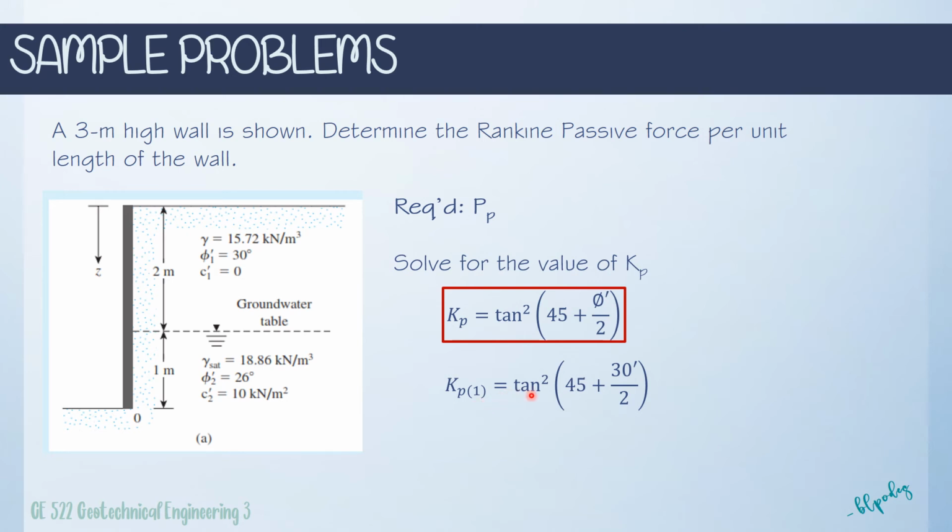So that becomes tangent squared multiplied by 45 plus the angle of friction, which is 30 degrees, so 30 divided by 2, this is 3. And then next, considering the second layer, Kp is equal to tangent squared multiplied by 45 plus the angle of friction, 26, divided by 2. This is now 2.561.